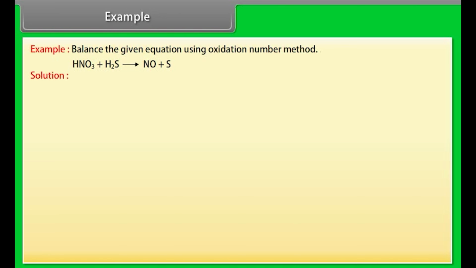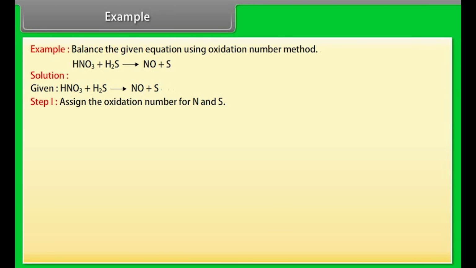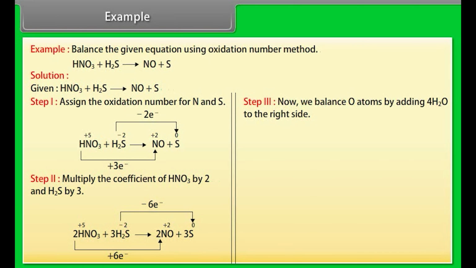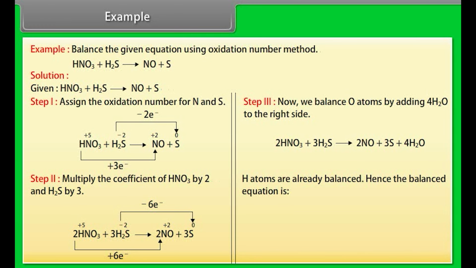Let's see the solution. Here, the given equation is HNO3 plus H2S gives rise to NO plus S. Step 1. Firstly, we assign the oxidation numbers of N and S. Step 2. Now multiply the coefficient of HNO3 by 2 and H2S by 3. Step 3. Now we balance O atoms by adding 4H2O to the right side. H atoms are already balanced, hence the balanced equation is 2HNO3 plus 3H2S gives rise to 2NO plus 3S plus 4H2O.